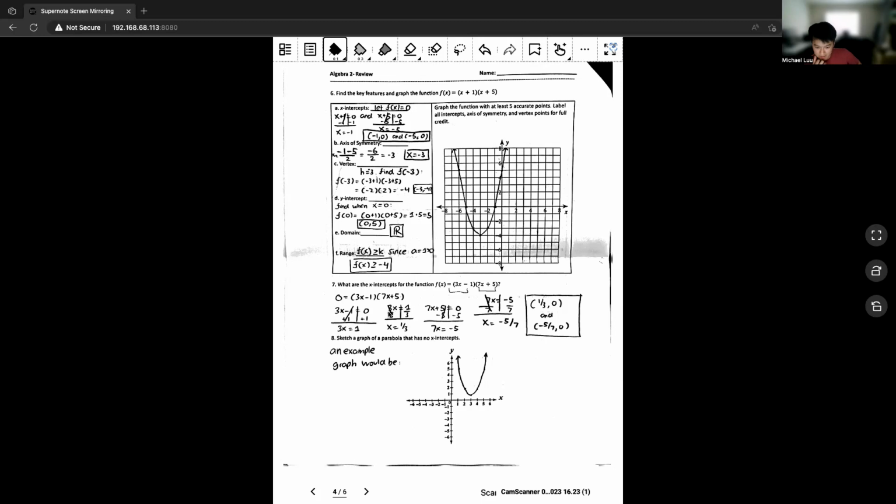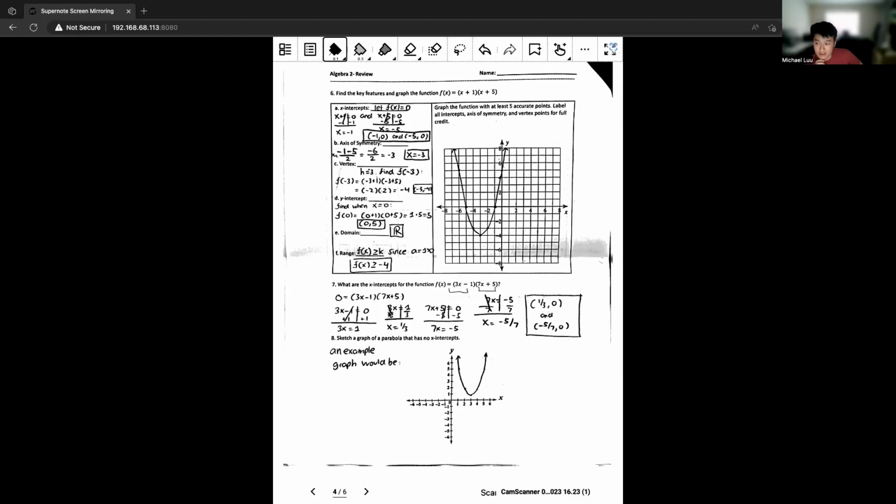Same thing with the 7x plus 5. I see plus 5, so I do the opposite, which is subtracting 5. So I get 7x is equal to negative 5. I have 7 times x is equal to negative 5, so I'm going to divide by 7. And I get x is equal to negative 5/7. So that's what I have.